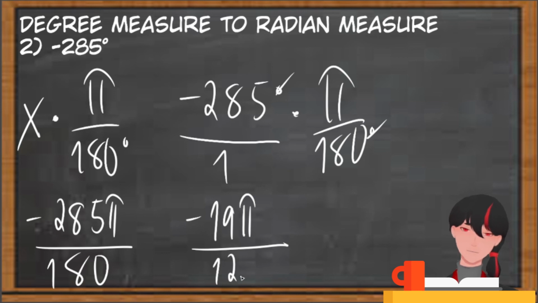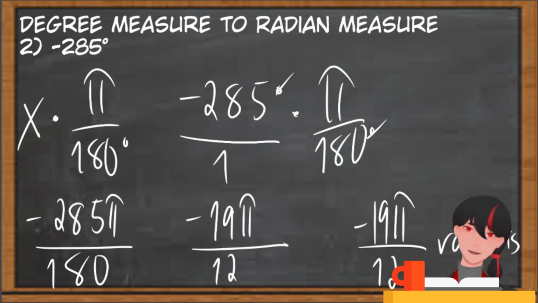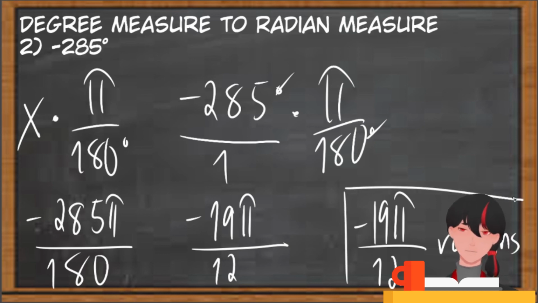And the answer is no. So that's already our final answer. So, write it down here. Negative 19 pi over 12 radians. Don't forget the unit, that's very important. And that is our final answer. Yay!